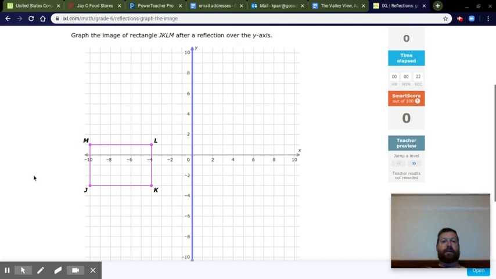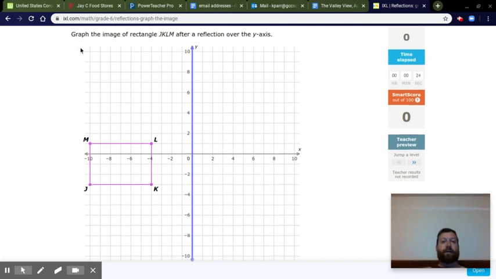And today's lesson is on reflections. You can see right here in the directions, it says graph the image of rectangle JKLM after a reflection over the y-axis. So first we've got to recognize that this is the y-axis right here, and I want to take this image and reflect it across it. So really, I'm pretending like this is a mirror. I'm going to put this same image over here.